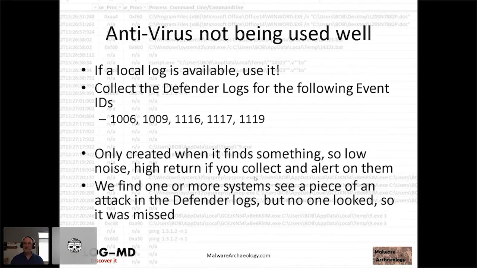But we find these events all the time when doing endpoint security reviews and triage on boxes, and no one collects these logs, but yet somehow it was on. Only created when it finds something, so low noise, high return, if you collect an alert on them. We find one or more systems see a piece of the attack in the Defender logs, but no one looked, so it was missed, but we found it during our triage scenarios. But be sure to go to track 3 in the clouds and post any questions you have.